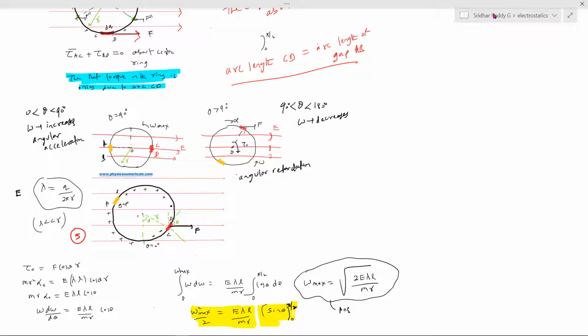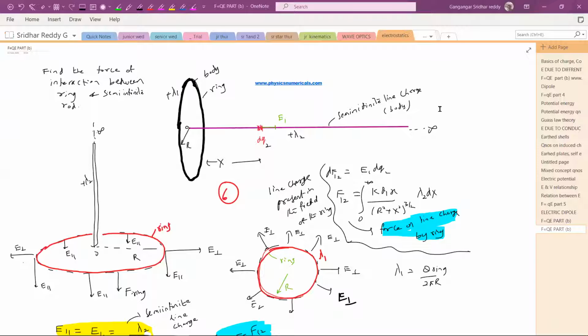A very nice problem, testing even to analyze also here. Okay, we'll have the next question.